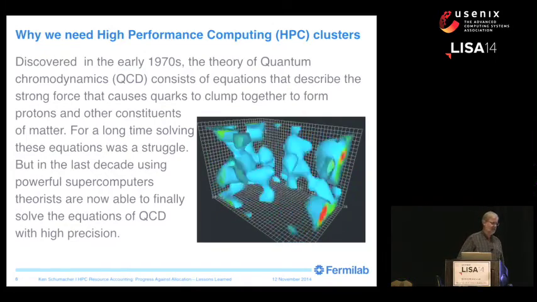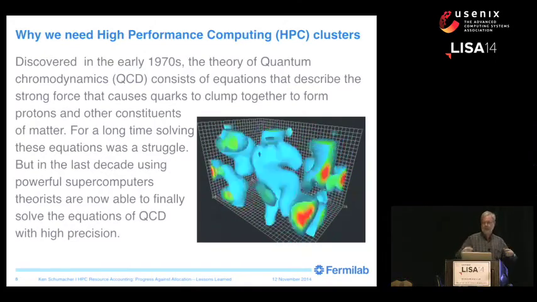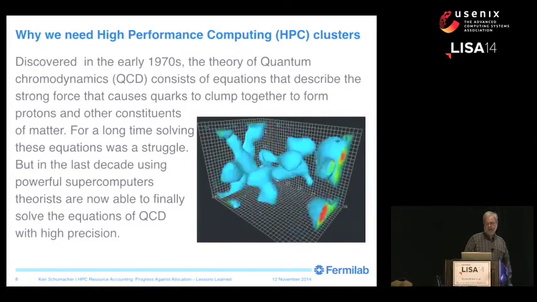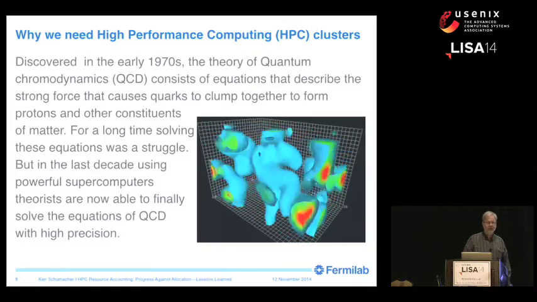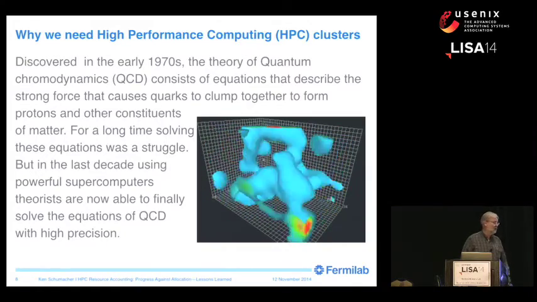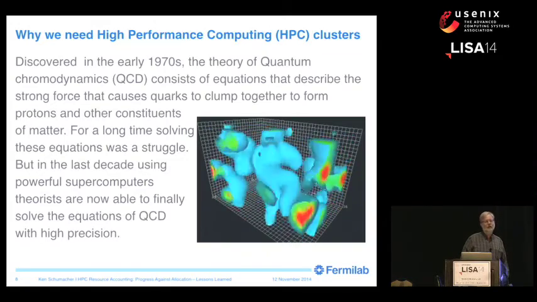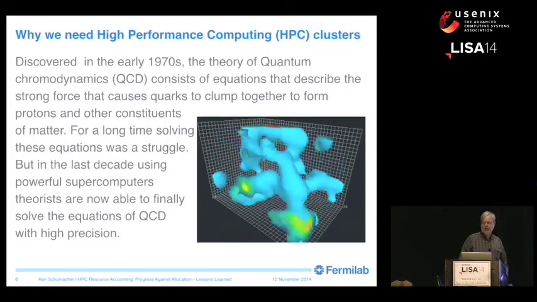Now you can imagine those things are so small you can't measure them by observing them. We've got a lot of detectors that do a lot of things at Fermi Lab, but you can't see that small. So this work is typically done by the theoretical particle physicists, and they use simulations.